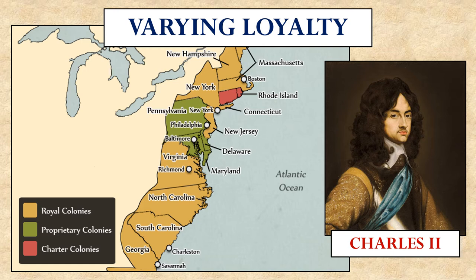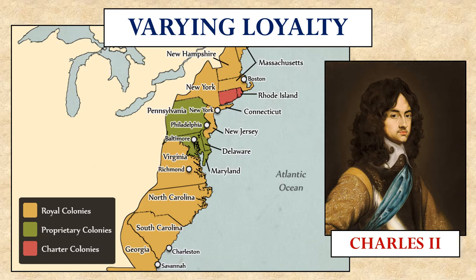Because some of the colonies were set up to be directly answerable to the king. Either they were royal colonies that were controlled by the king himself, or they were proprietary colonies where he had essentially chosen people to be in charge of them. In some cases, they were charter colonies where other groups were given authority to run things. But many of the colonies were directly loyal to the king.